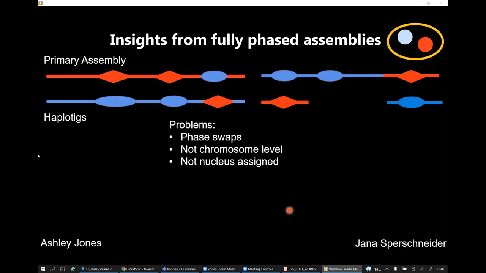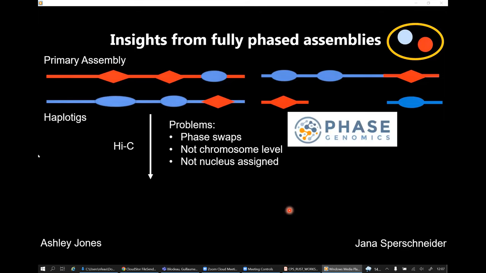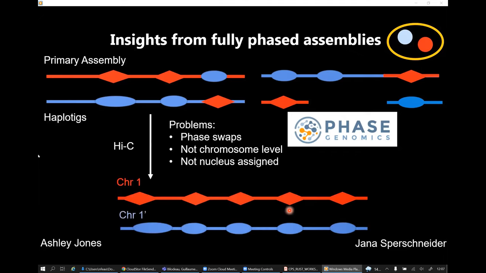Of course, there are problems with these initial assemblies: you still have phase swaps. This wasn't chromosome level, and it's not nucleus assigned. And really, with the work we've done at ANU, with Jana, who went back to CSIRO now, we established at ANU the technology with Hi-C, and then Jana was really instrumental to generate these complete genome assemblies, and many others have done this in the meantime, where basically everything goes right now, you have the chromosomes. But Hi-C is not simple. I mean, it is a challenging technology to get working on different plant tissues and fungal tissues.